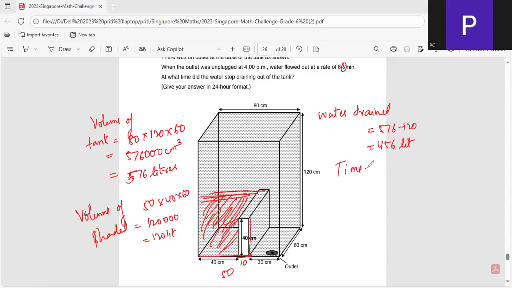Now the time required will be 456 over 6 liters per minute. So 456 divided by 6 will be 76 minutes. We want to add this up. So that is 60 minutes and 16 minutes, so this is 1 hour 16 minutes. So we add this to this clock. Since it is PM, it is 16 hours, and so that will be 17 hours and 16 minutes. So the answer will be 1716. That is how you have to feed it in.